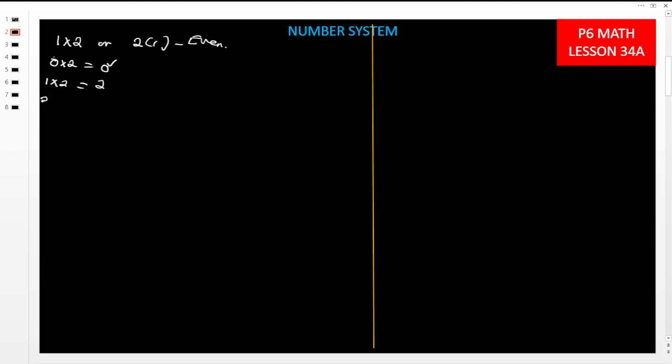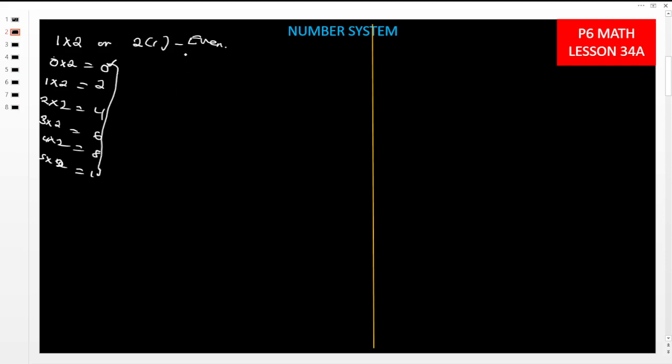A 2. You go to a 2 times a 2, we are getting a 4. Then the whole number 3 doubled, we get a 6. Then a 4 doubled, we get an 8. Then a 5 doubled, we are getting a 10. So all these answers we have obtained are the even numbers, my dear learner.